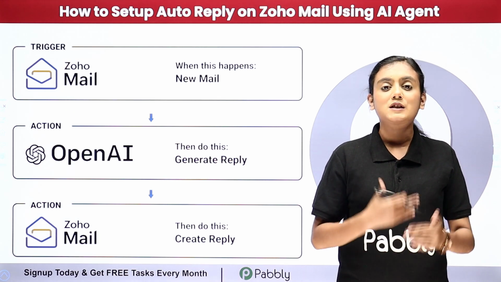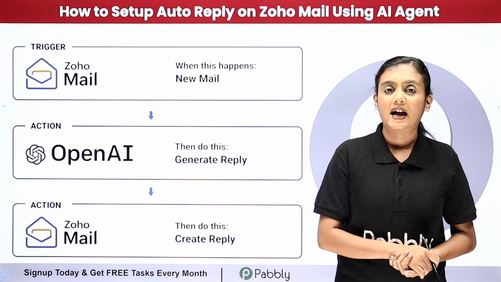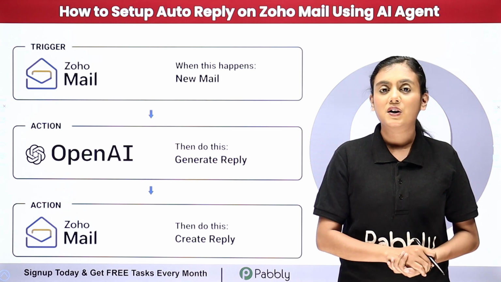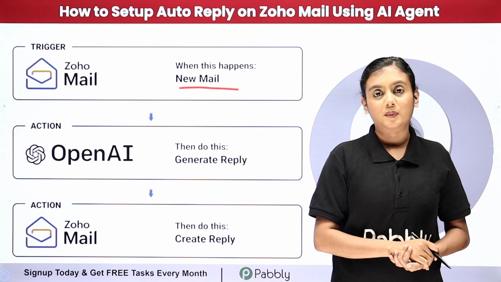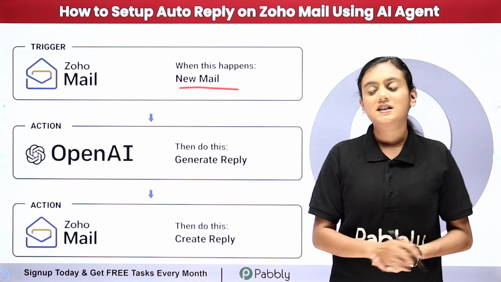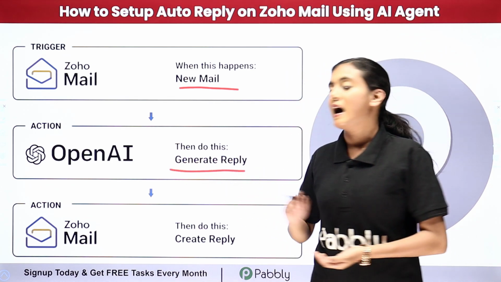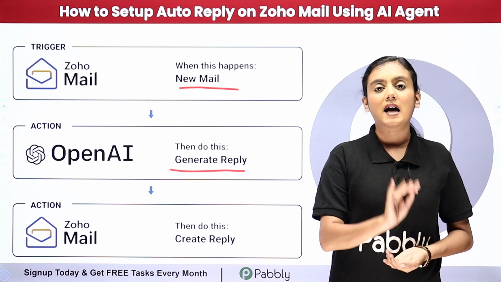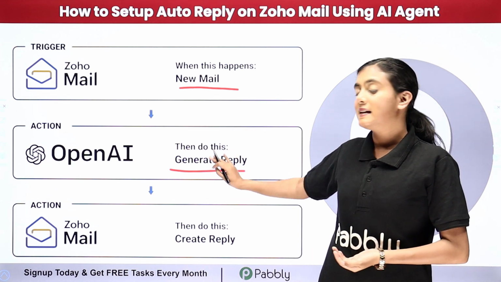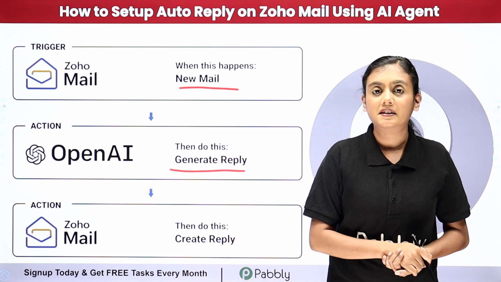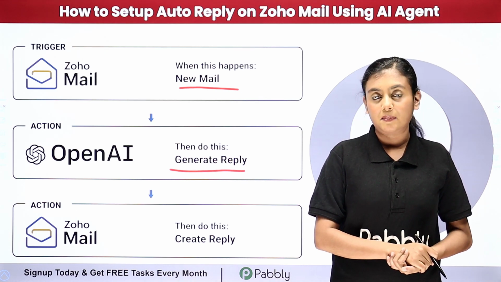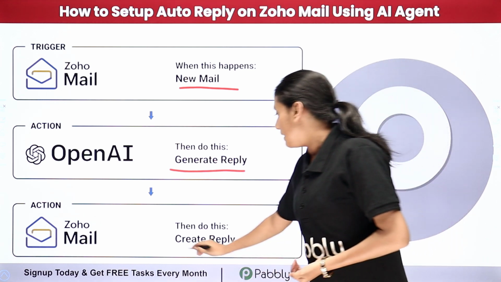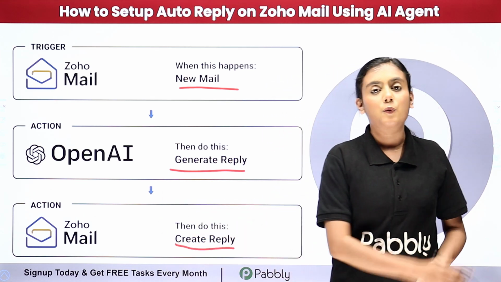So what I've done for this process, I have created an AI agent. How this AI agent works is that as soon as I'm going to receive a new email on my Zoho Mail, automatically an AI agent is going to generate a reply related to the mail. Suppose I have received an inquiry, automatically the AI agent is going to generate the reply towards the inquiry, and then as the reply is generated by the AI agent, automatically it is going to create a reply in my Zoho Mail account.